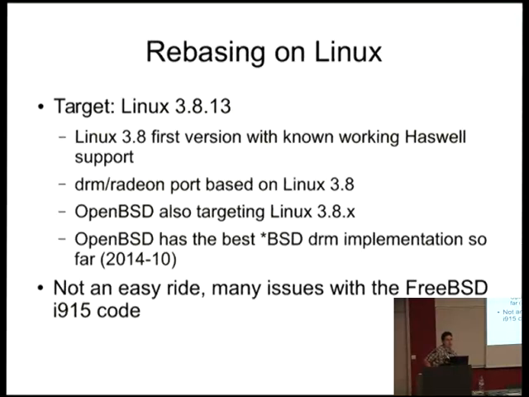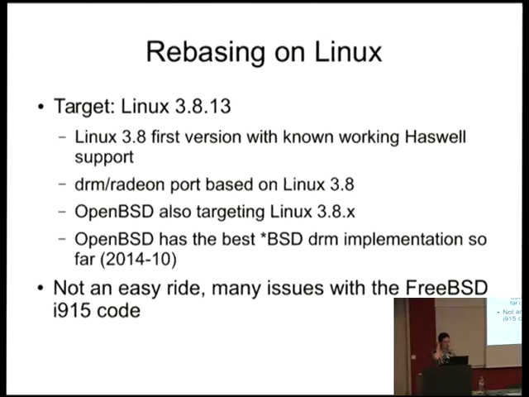I decided to use Linux 3.8.13. The Linux 3.8 branch is the first Linux version with non-working Haswell support. The DRM Radeon port was also based on Linux 3.8. OpenBSD was also targeting Linux 3.8 point something. And I also have to add, OpenBSD has the best BSD DRM implementation so far. So it was really a no-brainer. Start continuing the work on a Linux 3.8 basis.